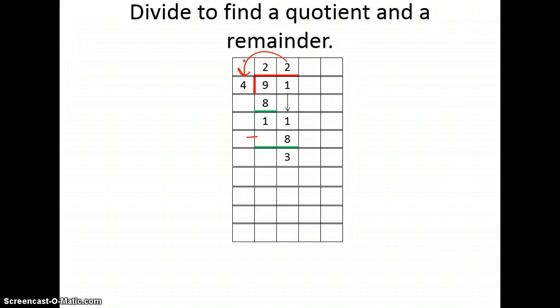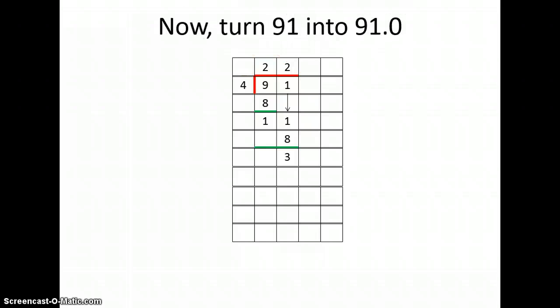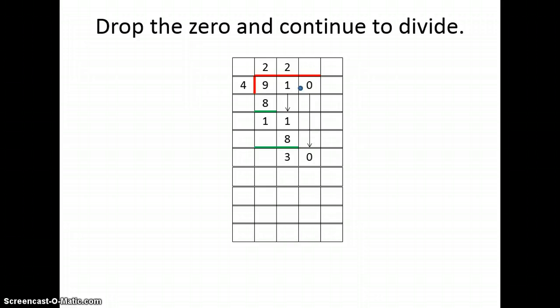So I need to turn that 91 into a form where I can keep going, so I can see if I don't have a remainder. So I'm going to turn that 91 into 91 and 0/10 because that doesn't change the value of any of the numbers in my original problem. And then I'm going to bring down the 0 and continue to divide. And I'll ask myself, how many times does 4 go into 30? The answer is 7. 4 times 7 is 28, and 30 minus 28 is 2.